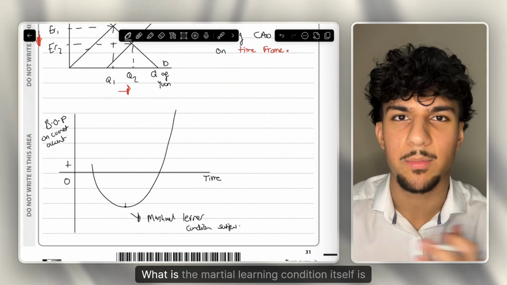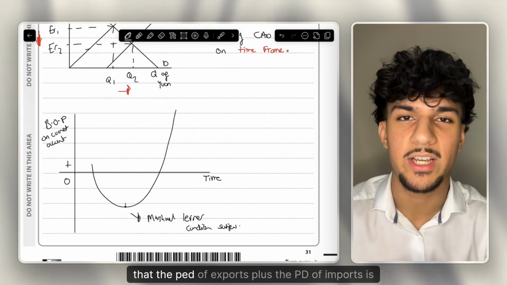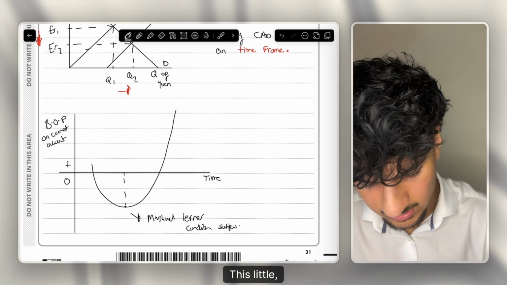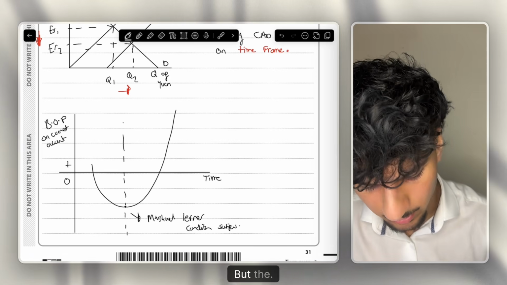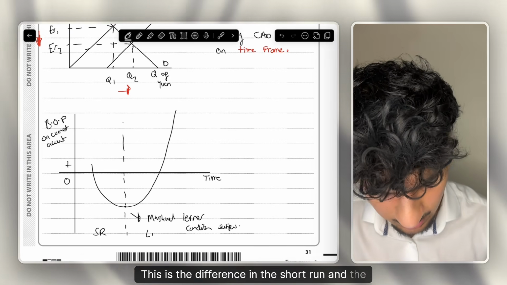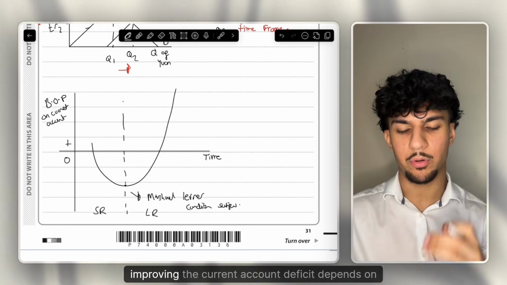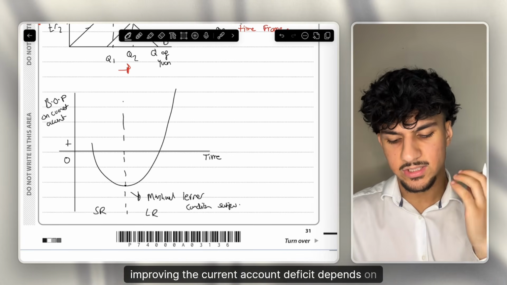And what does that mean? What is the Marshall-Lerner condition itself? It is when the PED of exports plus the PED of imports is now greater than 1. So that is the difference. This little very dodgy line by me, but this is the difference in the short run and the long run. So let's go back. However, in evaluation, depreciation of a currency improving the current account deficit depends on the time frame.